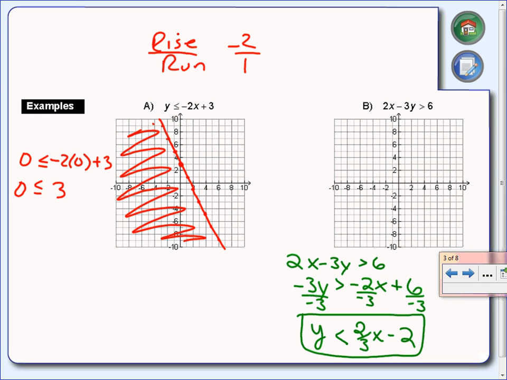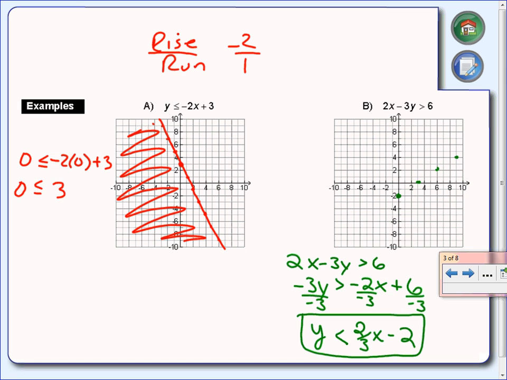Negative 2 is the y-intercept, so let's come over here, and that's where we're going to start. The slope on this line is 2/3, which means I'm going to rise 2 and run 3. Let's go ahead and do that. Up 2 and then run 3. Continue with that pattern. Get as many dots as possible. Go up 2, over 3. Go up 2, over 3.